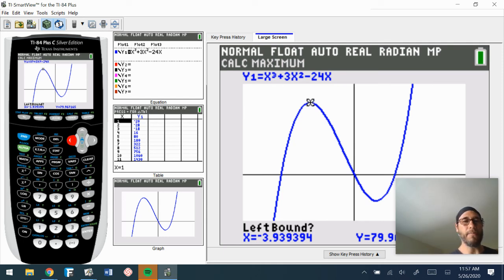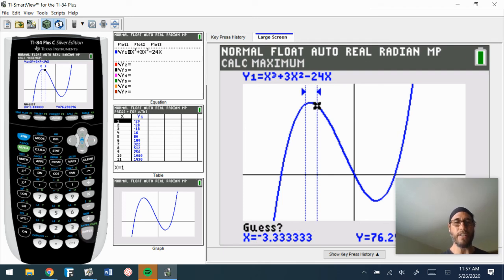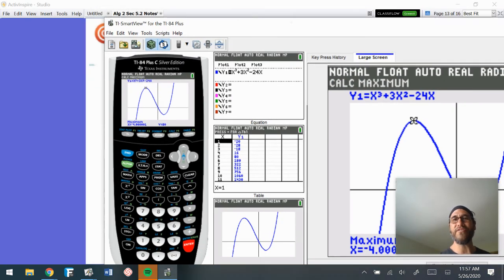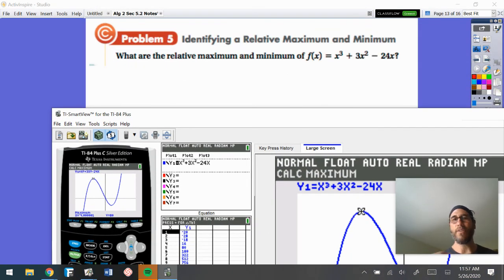Okay, now remember, this is a max. It says left bound. That means you go to the left 2 times. Just make sure you're definitely to the left. Okay, and hit enter. And then you go to the right at least 2 times, but make sure you're definitely to the right, and then you hit enter. Okay, there it is. Now, whenever it says like -4.001, it really just means -4.